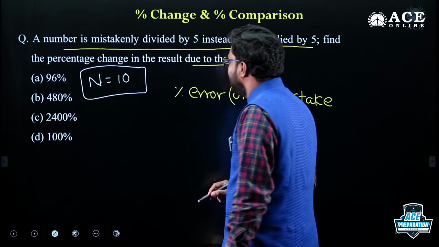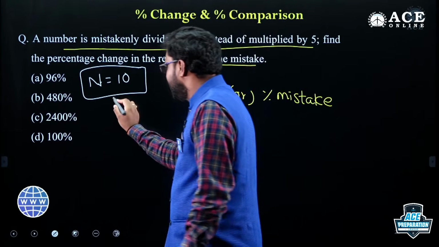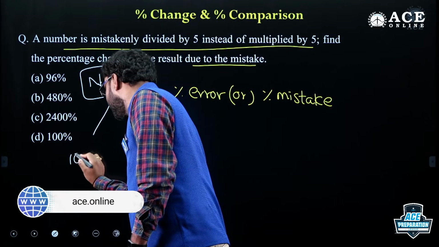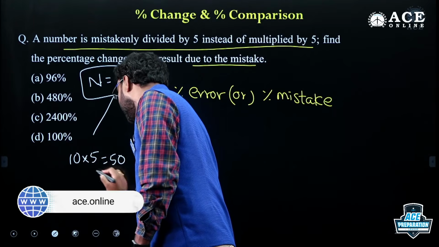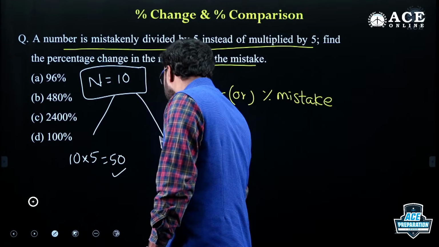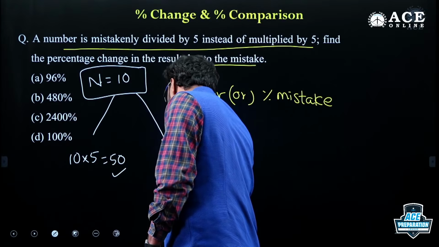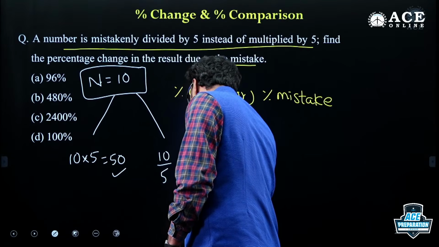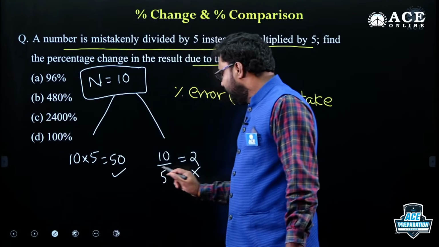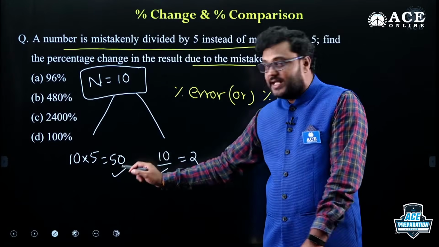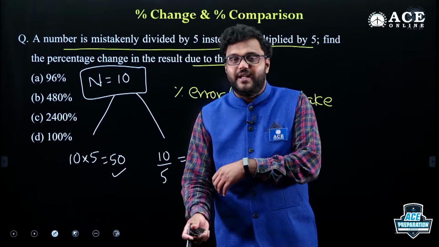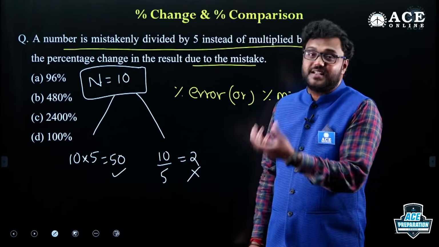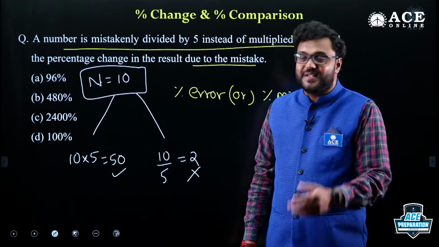What you have to do? You have to multiply by 5, so it should be 50. 50 is the correct answer. 50 you have to get. But what you did, mistakenly you divided by 5, which means you got 2. This is the error. Due to the mistake you got 2 as the result, but the correct answer is 50. Percentage change is not only increase or decrease; error percent and correction percentage also come under percentage change.